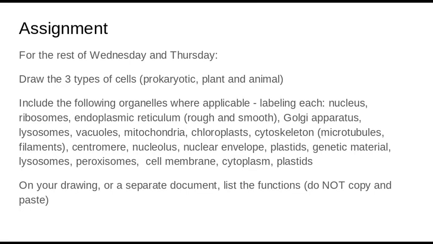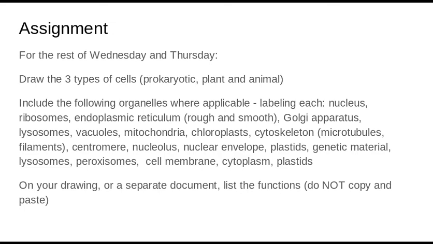Okay, your assignment for today and tomorrow is to draw the three types of cells: a prokaryotic cell, a plant cell, and an animal cell. There are lots of references in your textbook, and tons of references on the internet. In your drawing, you need to include the following organelles where applicable, which means if it's not there, don't worry about it. And you need to label each organelle.